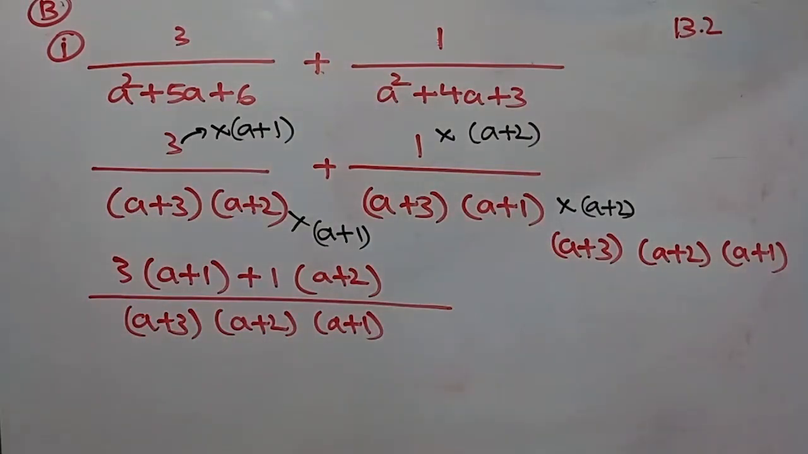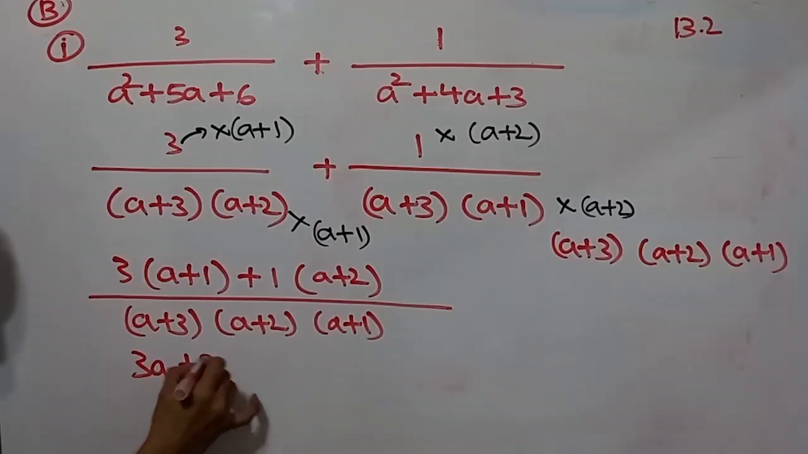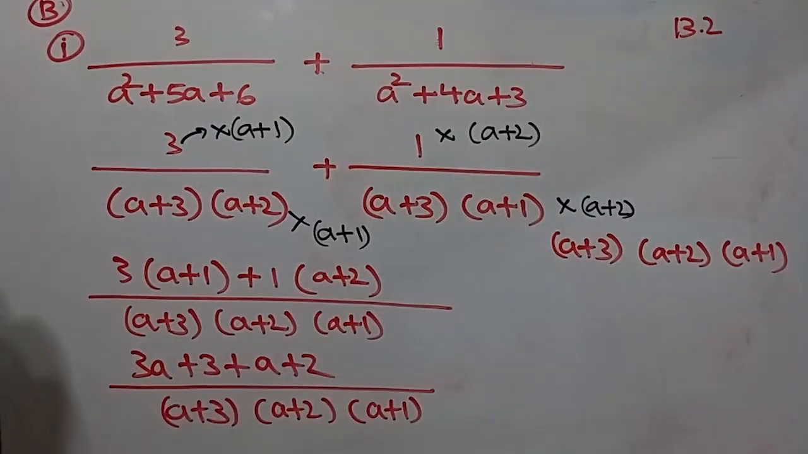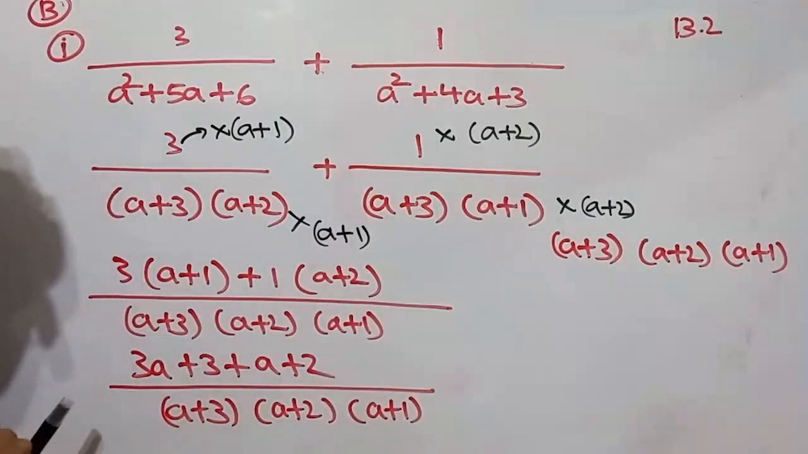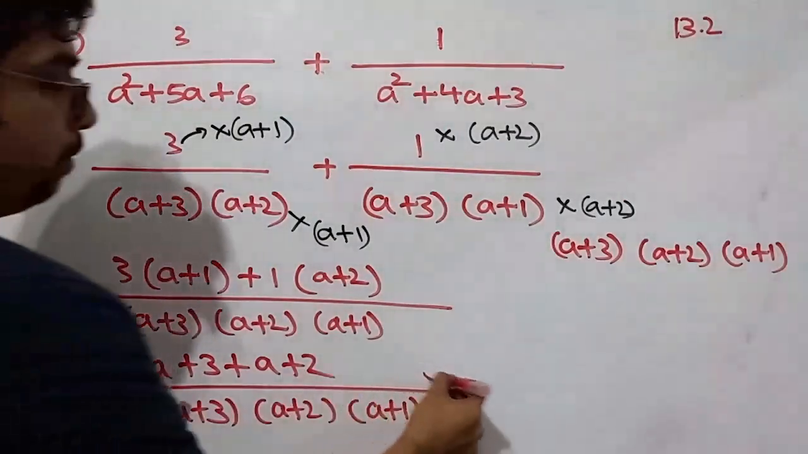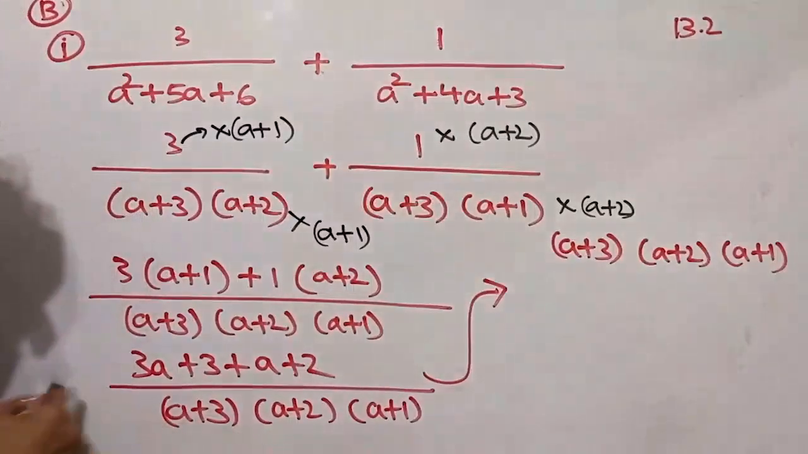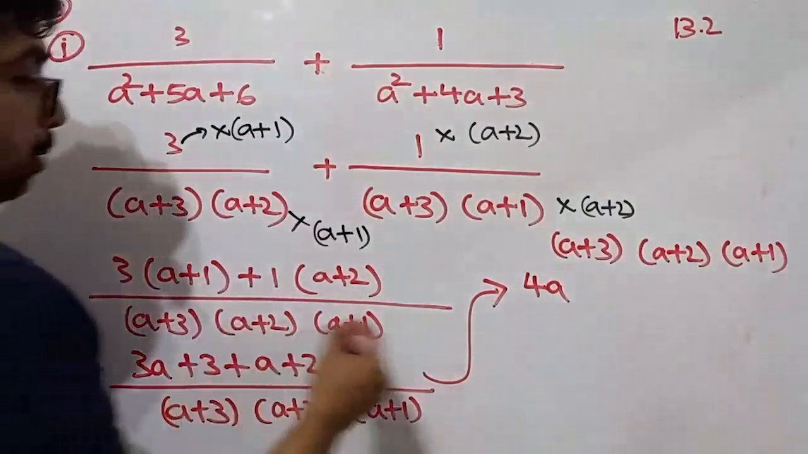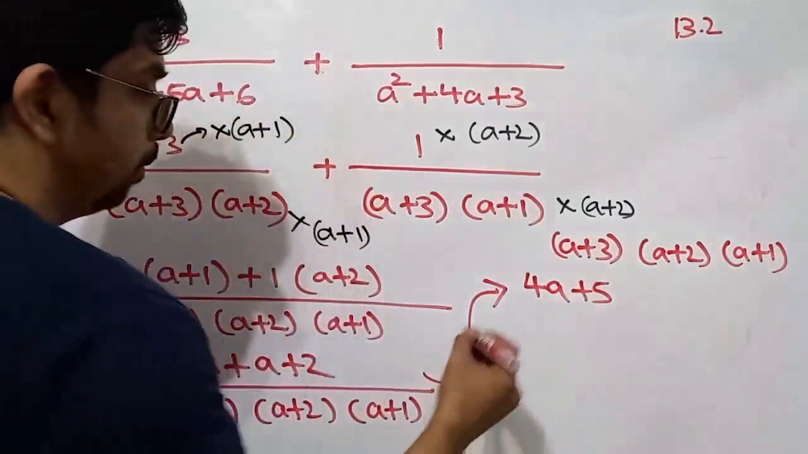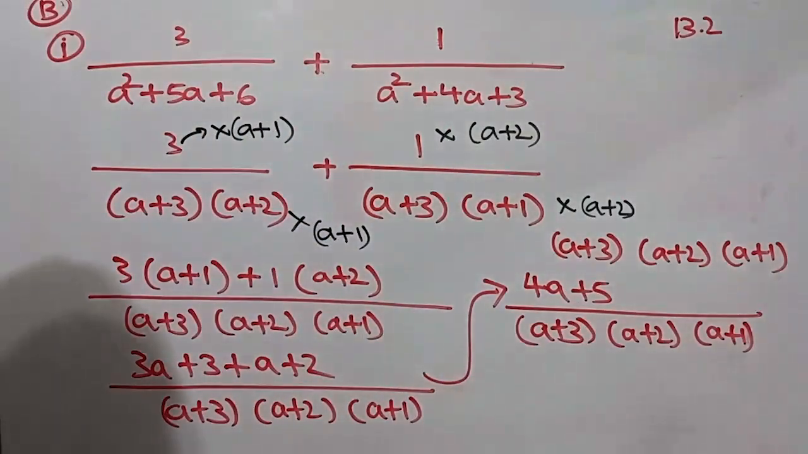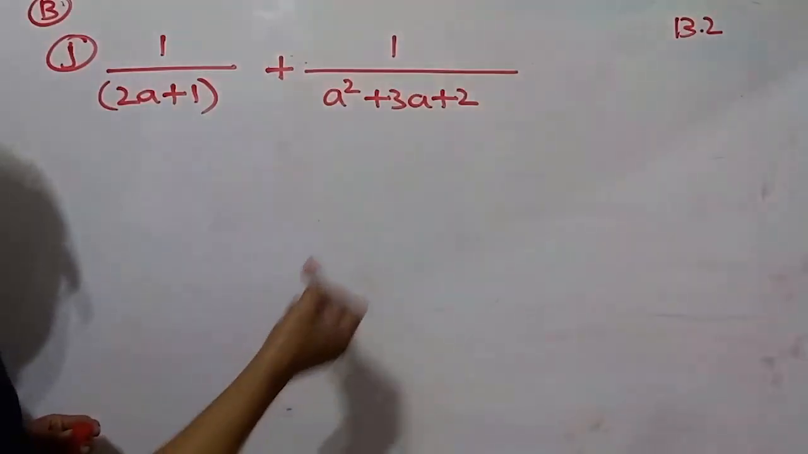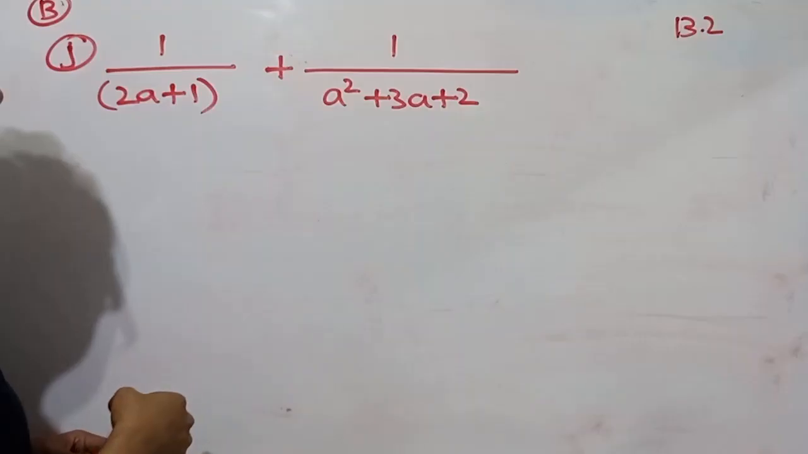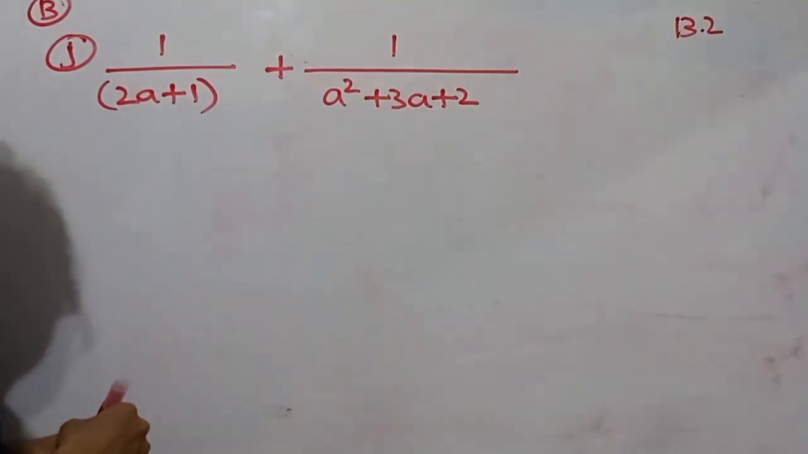Right. So now we can do some simplifications here. So 3a plus 3 plus a plus 2. So again, the entire expression needs to be divided by the LCM. So here we can do some simplifications. So 3a plus a, it will be 4a. 3 plus 2, it will be 5. Then the entire expression needs to be divided by the LCM. Right. So here we need to factorize this expression. So actually by observing, we can come up with the factorization.